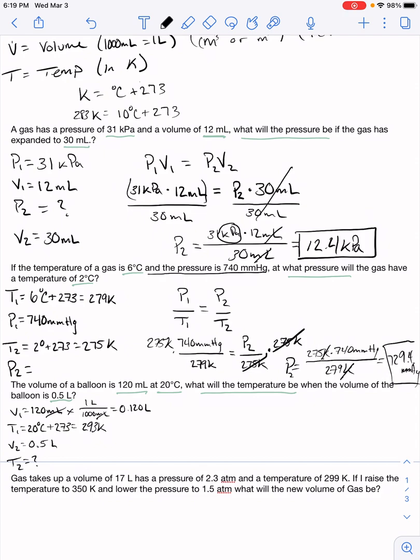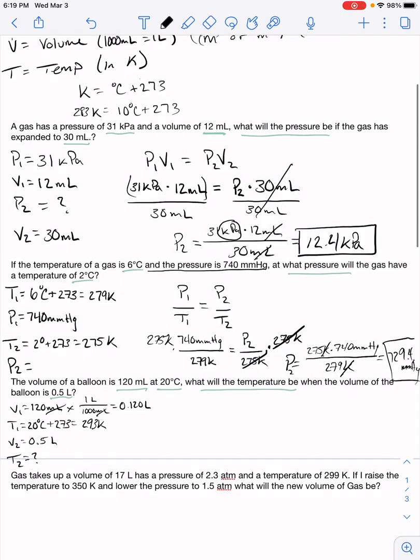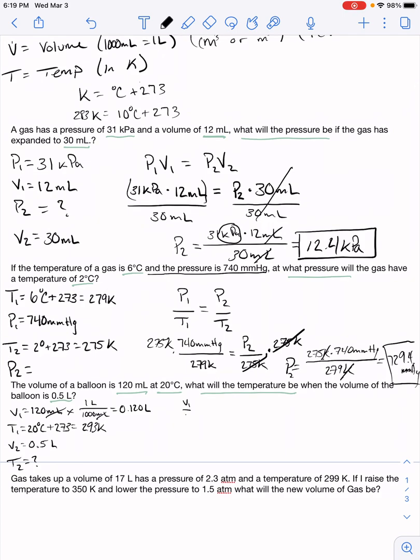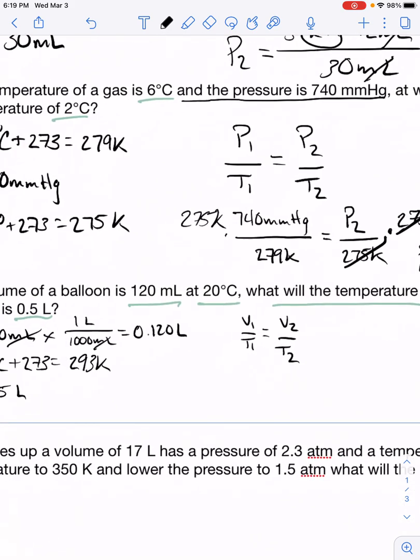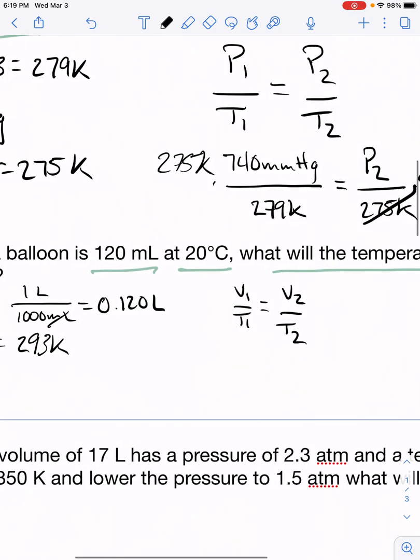0.120 liters. Now, we aren't mentioning pressure in the problem, and so we would have V1 over T1 equals V2 over T2. So if I plug into my equation, 0.120 liters divided by my temperature, 293 Kelvin, and set that equal to 0.5 liters divided by temperature 2.